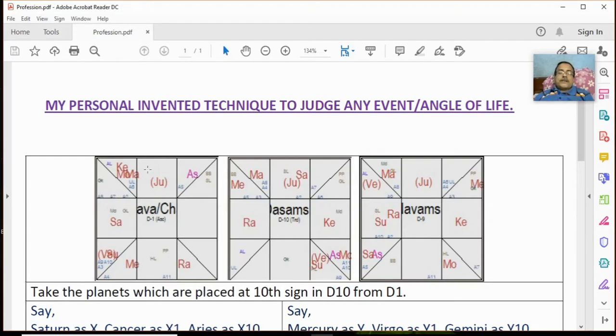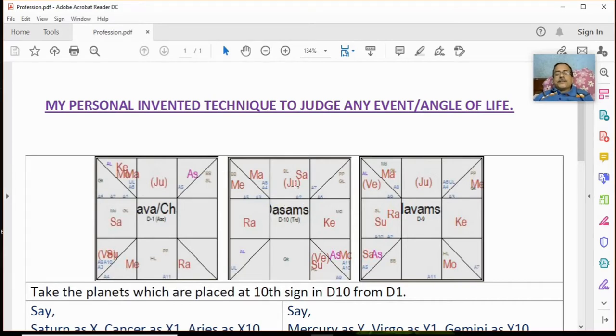Please follow my cursor. This is the D1 chart, this is the D10 chart, and this is the D9 chart. The rule is to take the planets which are placed at the 10th sign in D10 from D1. In D10, Saturn is placed in Aries. In D1, Saturn is placed in Cancer.